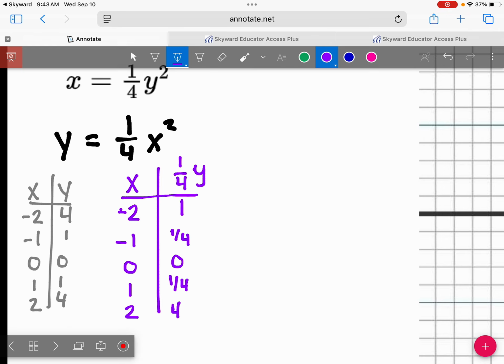So now to get the graph of this, I'm going to switch my x and y again. So I'm going to take these guys and flip-flop their columns.